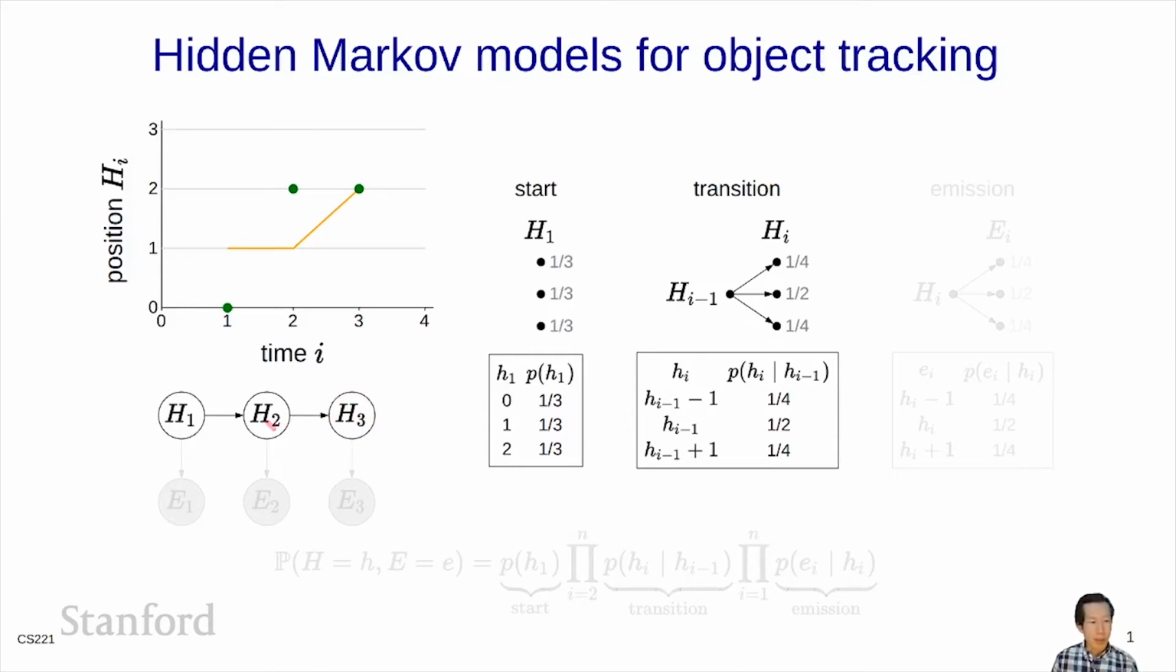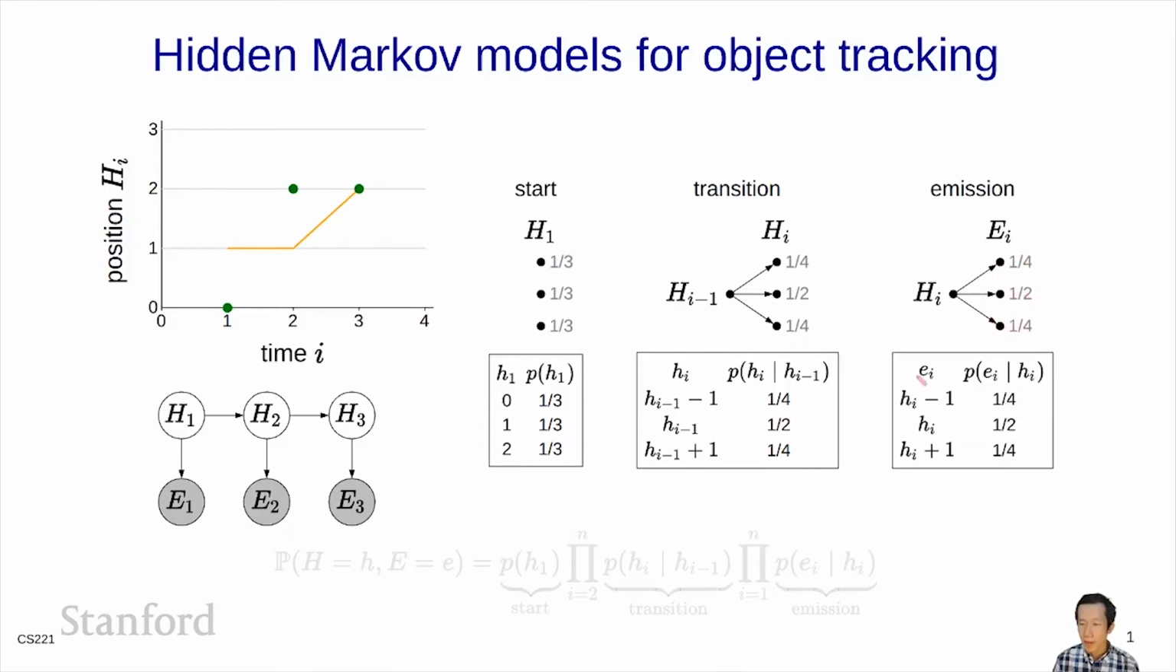Now, at each time step, I have an emission e1, e2, and e3. And in general, I'm looking at the actual position at time step i, and I'm going to generate ei according to essentially the same process, which is up with probability 1/4, same with probability 1/2, and down with probability 1/4. And this is the local conditional distribution formally stated.